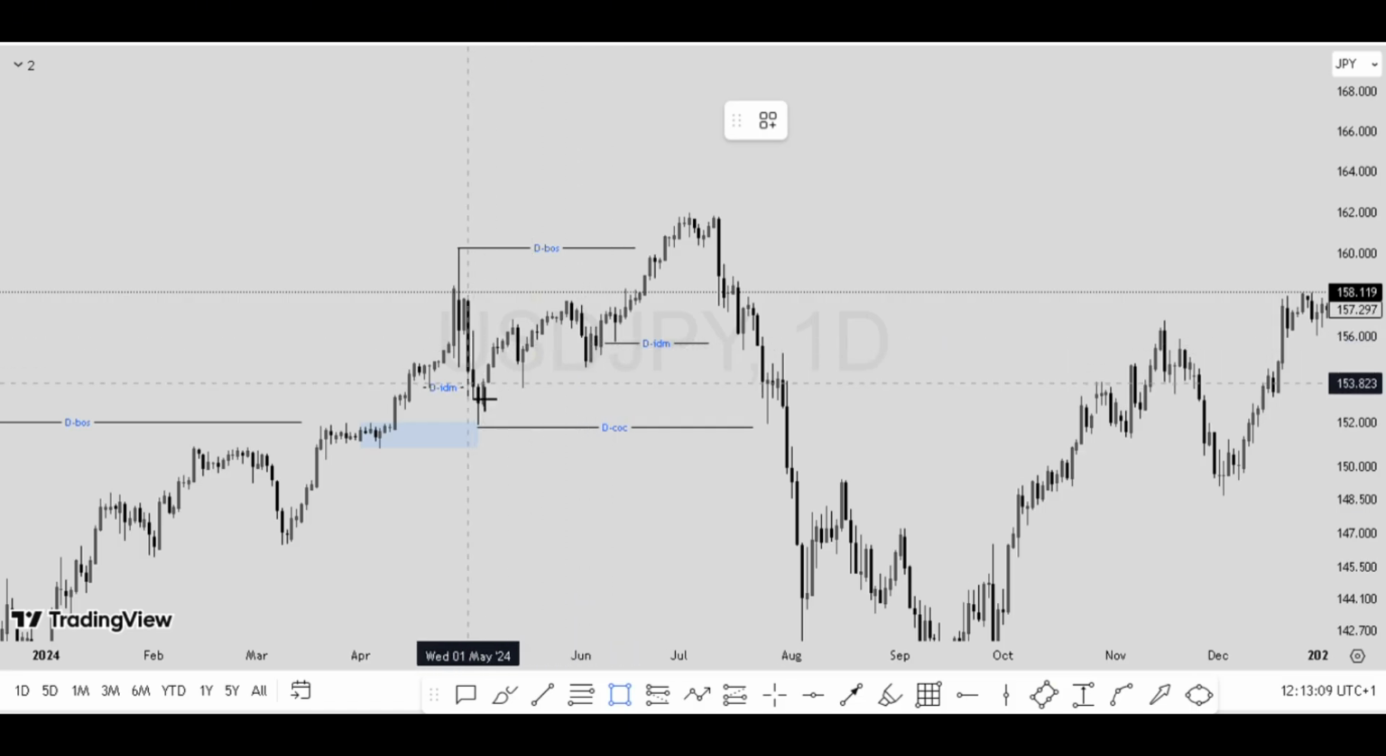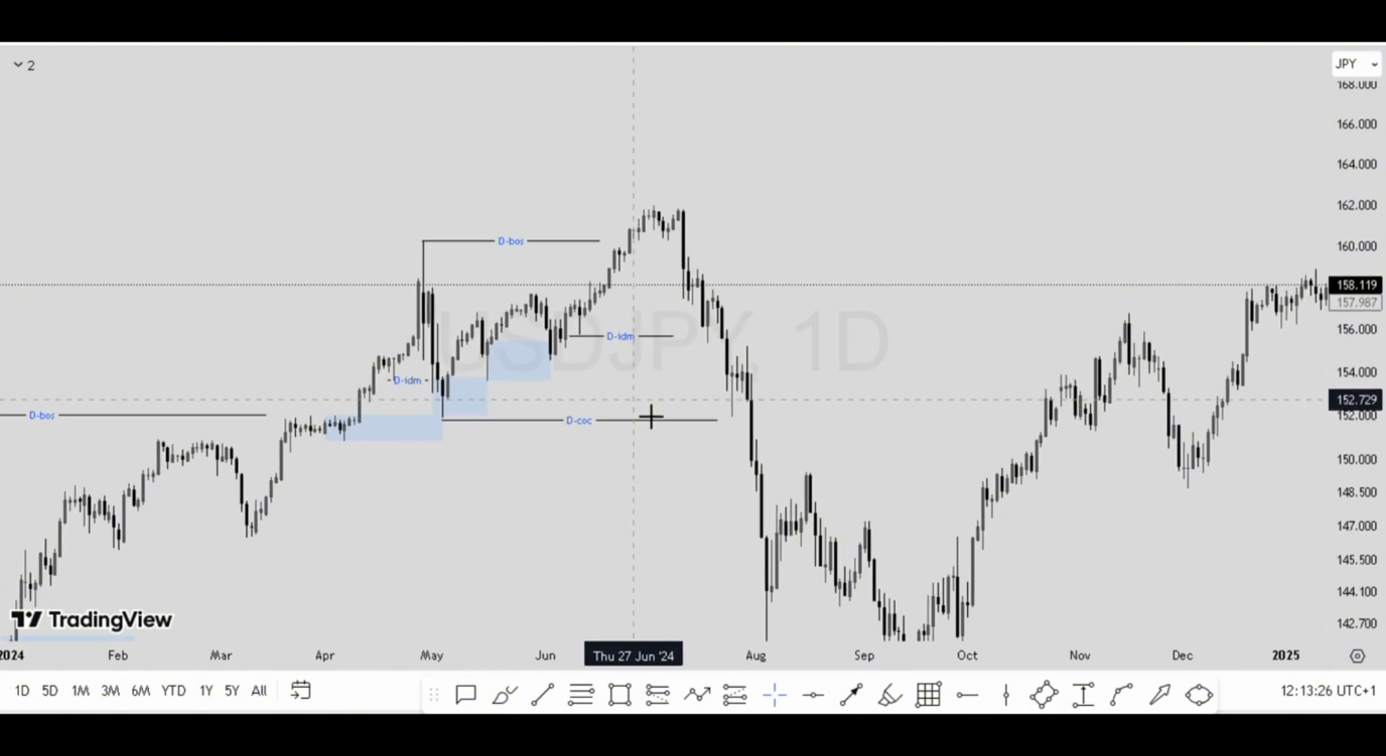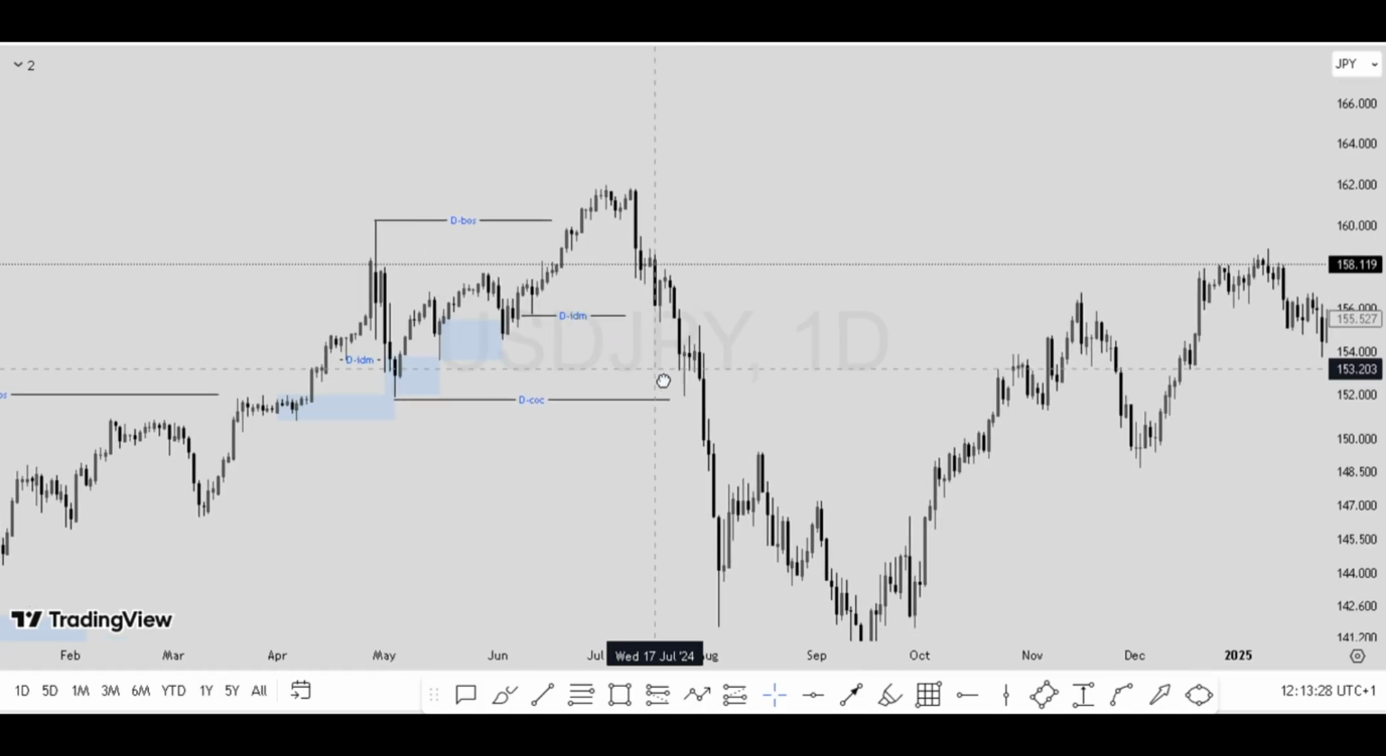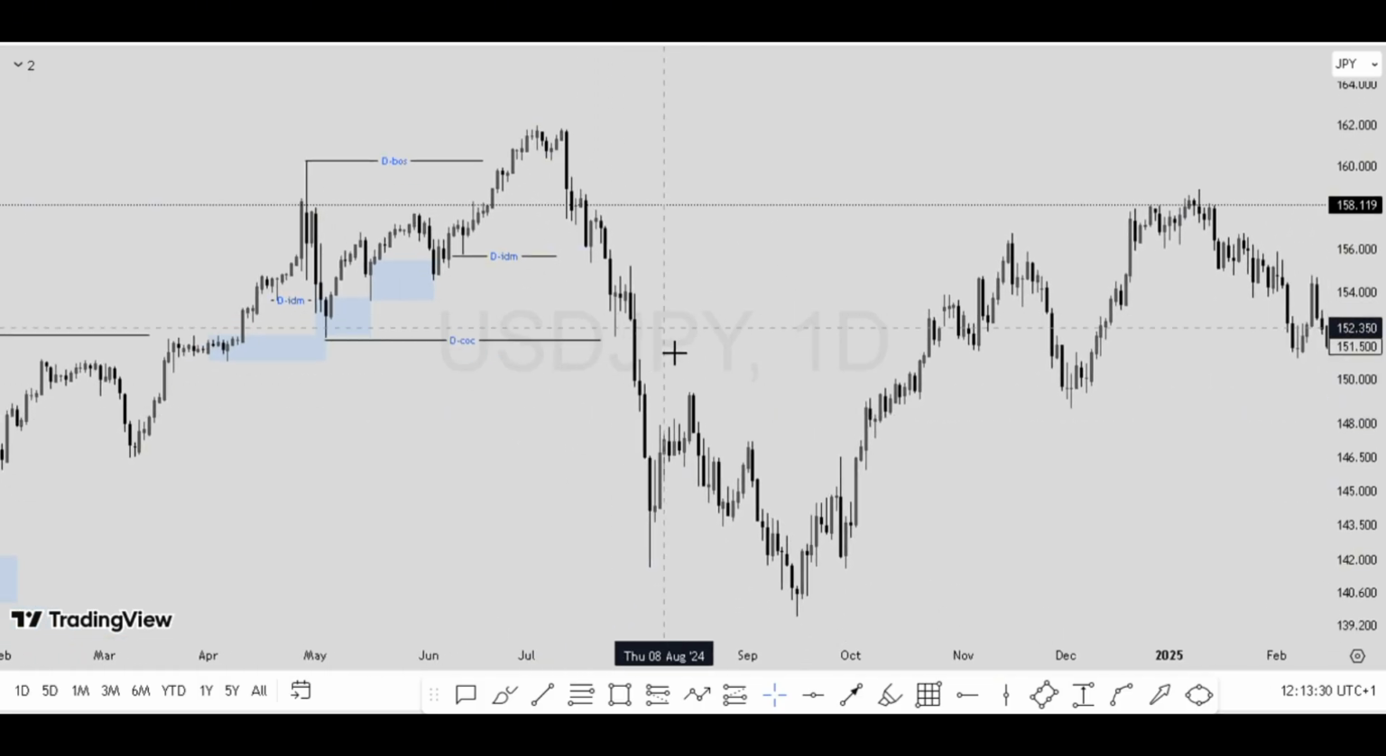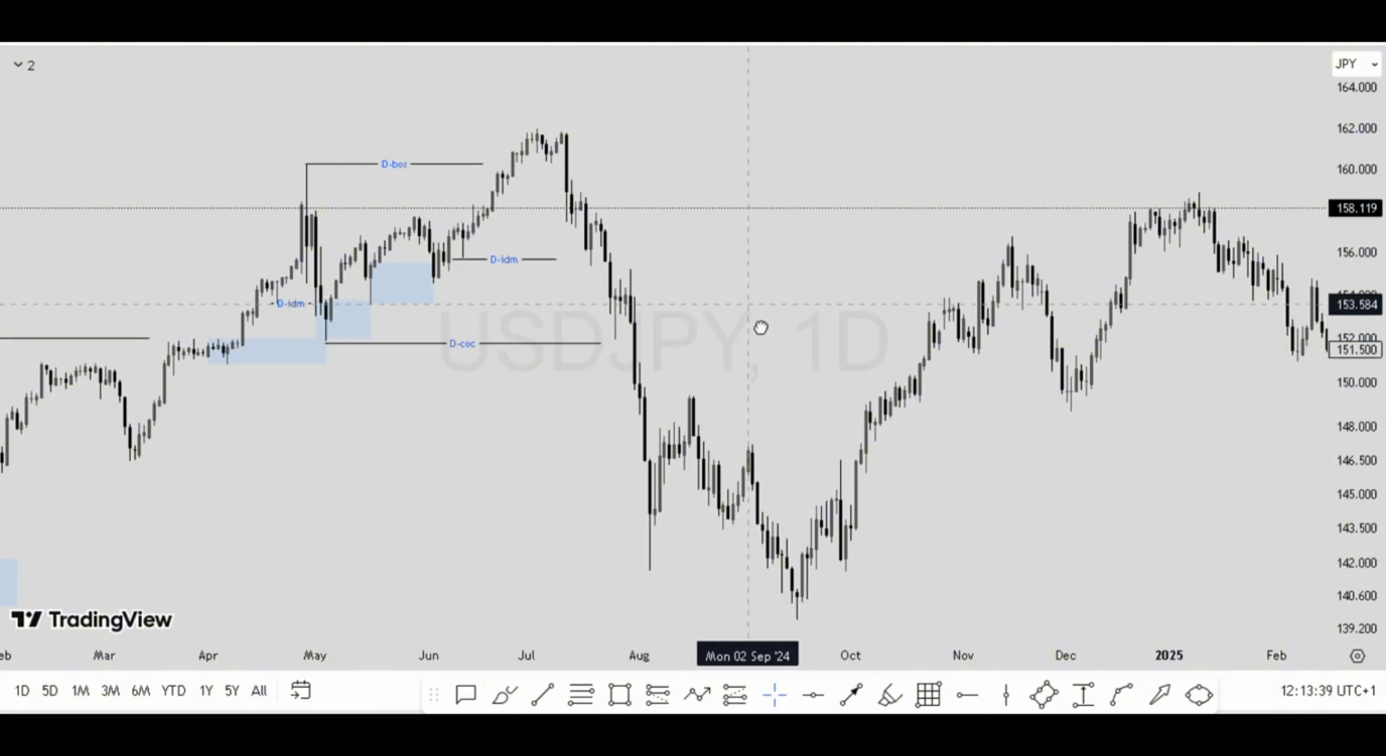And is there any extreme POI? This one has already been mitigated by this. So there is no valid POI that we can buy from here. So now you can see the market gave us change of character. It means that the market is telling us that it wants to go down because we had a change of character. It's not continuing this bullish momentum again.